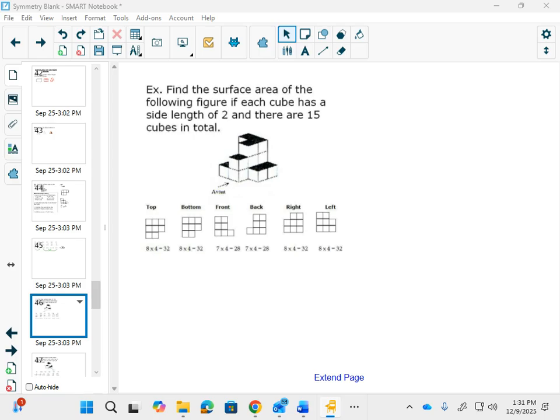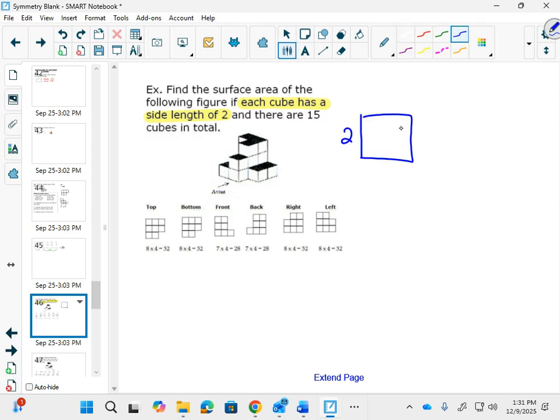We read the question carefully here, and it says, I'm going to highlight it, each cube has a side length of 2. So that means if I look at one of those squares, and its side length is 2, and this side length is 2, what would the area of one of them be? 4, and then it would be 30. Wait, no. We have 4 of them.